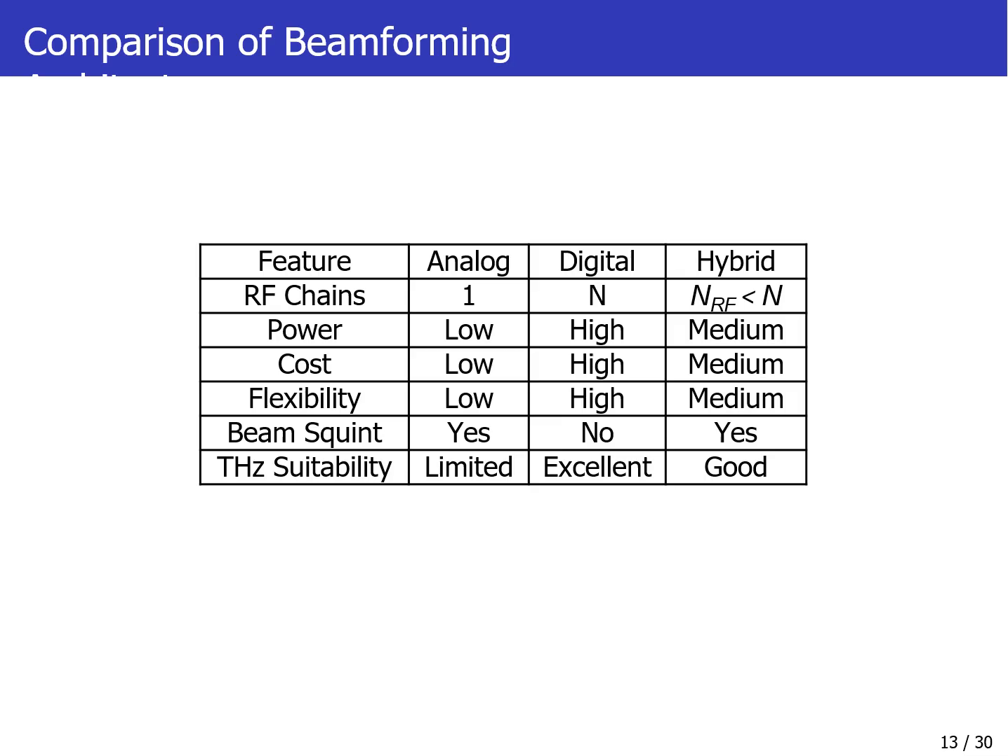This is a comparison table of various beamforming techniques, where we can see that in the digital beamforming technique, there is no beam squint, and it is very suitable for terahertz communication systems. But as we see, it has a lot of receiver complexity and high power consumption. And analog beamforming is a simpler one, but it suffers from beam squint. And hybrid offers a compromise between these two, but still it suffers from beam squint.